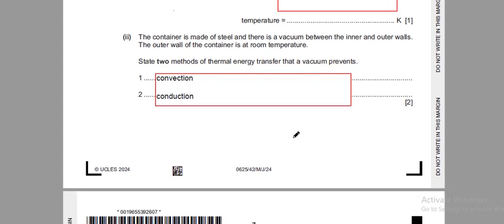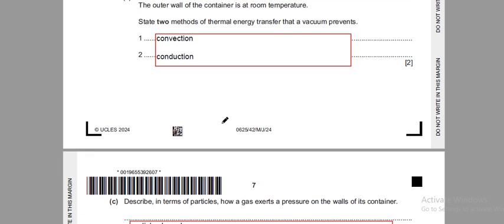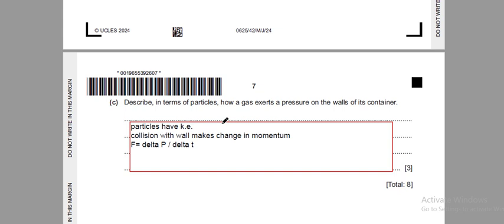The container is made of steel. There is a vacuum between the inner and outer walls. The outer wall is at room temperature. State two methods of thermal energy transfer that a vacuum prevents. First one is convection, because there is no air, so there will not be air currents. And the second one is conduction, because there is no medium to allow the atoms and free electrons to transfer the energy from a hot end to a cool end.